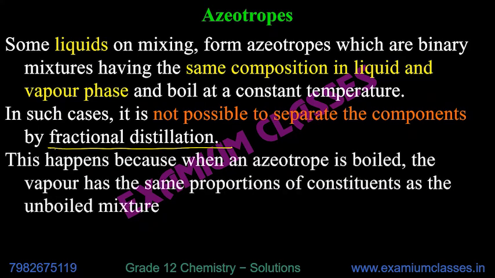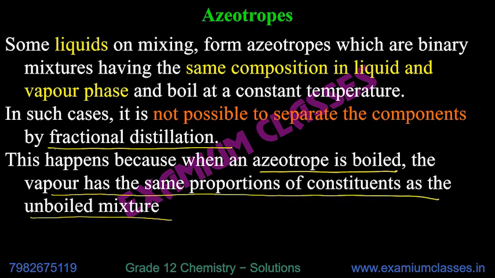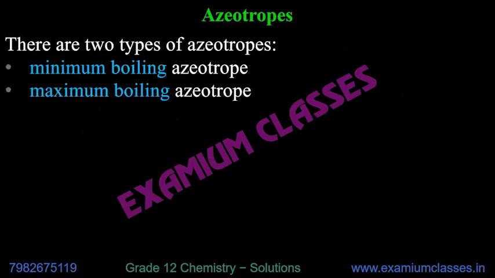This happens because when an azeotrope is boiled, the vapor has the same proportion of constituents as the unboiled mixture. So there is no difference, so there is no benefit of boiling. Now there are two types of azeotropes, minimum boiling azeotropes and maximum boiling azeotropes. It depends on whether, after mixing, their boiling point goes down compared to the individual components or goes up. Depending on that, the definition.